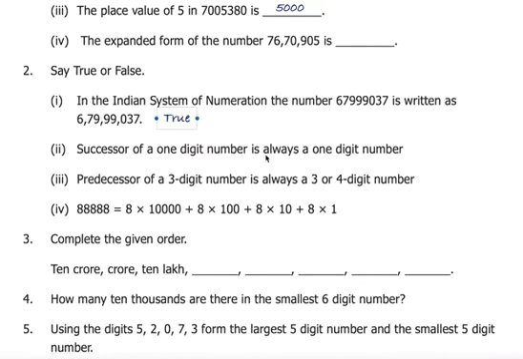Successor of a one digit number is always a one digit number. That is not true, right? Because if you take an example of 9, it is not valid. Its successor becomes 2 digit number, right? Predecessor of a 3 digit number is always 3 or 4 digit number. This is also wrong. Maybe 3 digit number or a 2 digit number. Okay, predecessor of 100 is 99. Is it 2 digit number, right? 10,000, 100, 10 is there, 1,000 is missing, right? So this is also false.